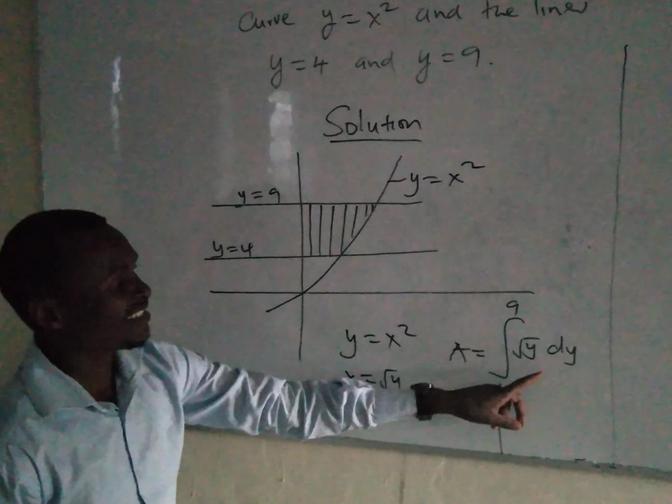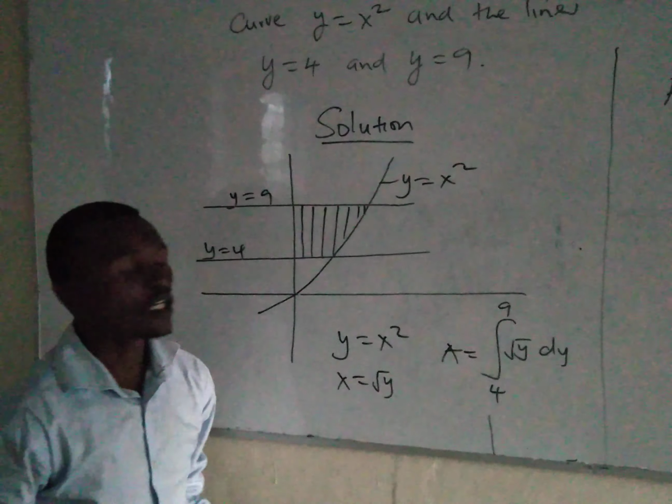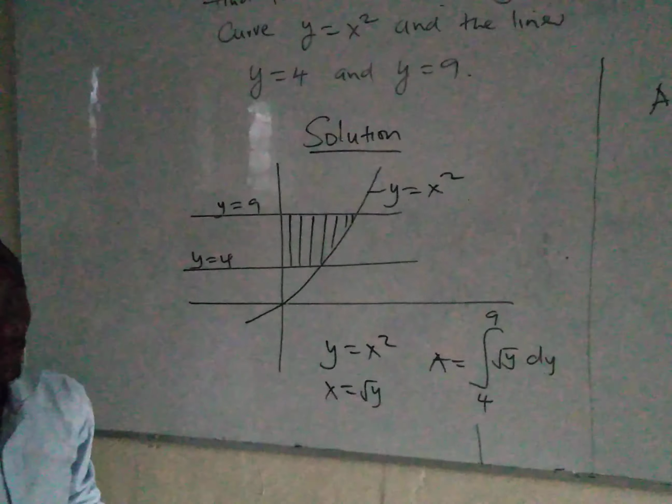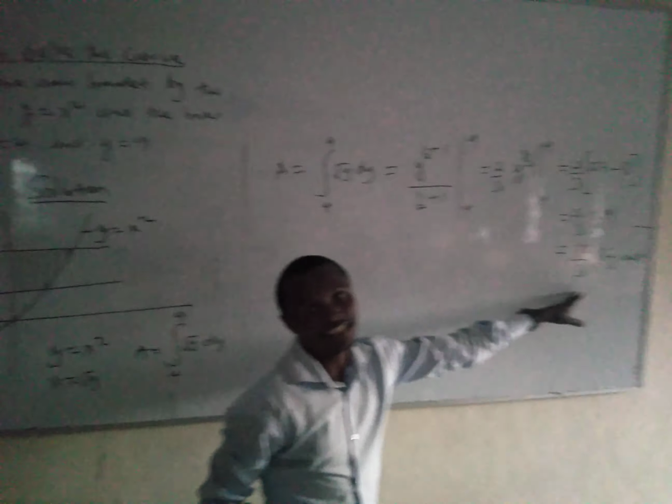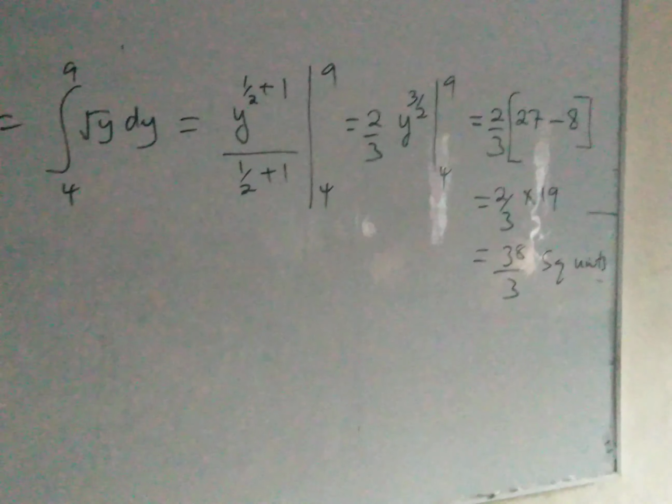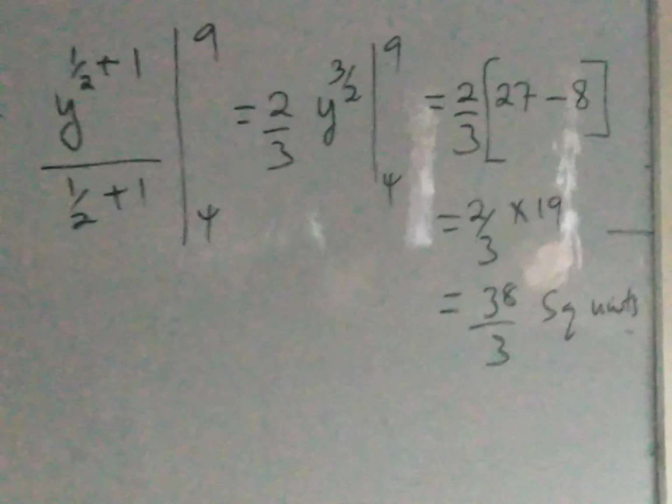And so you are going to integrate with respect to y instead of what we are used to, integration with respect to x. And then when you do the integration, you arrive at this correct answer here, which is 38 over 3. And that's how it is done.